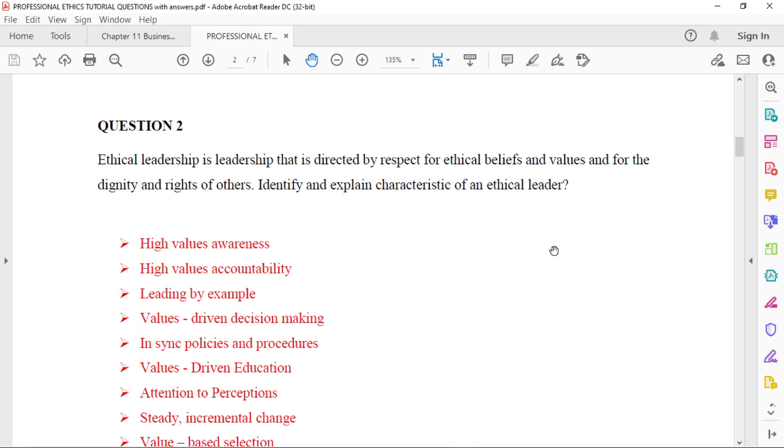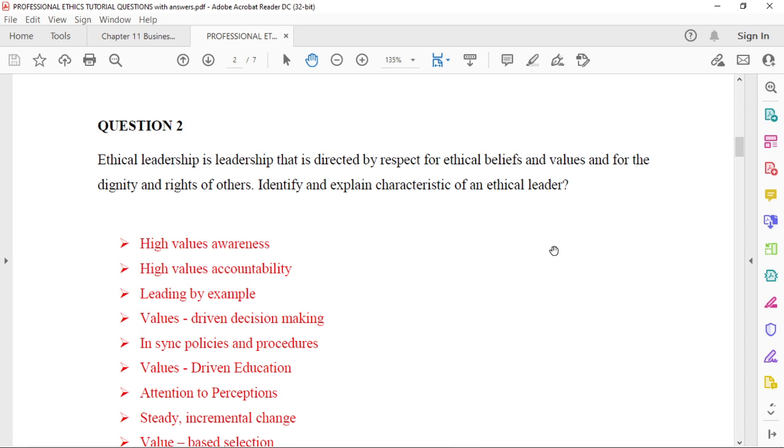High value awareness. With high value awareness, it's just to make sure that values are well communicated in the company. People are aware of it. That's one of the characteristics of an ethical leader. We have also high values accountability, to make sure that every person is accountable for their responsibility, accountable for their work and all that.